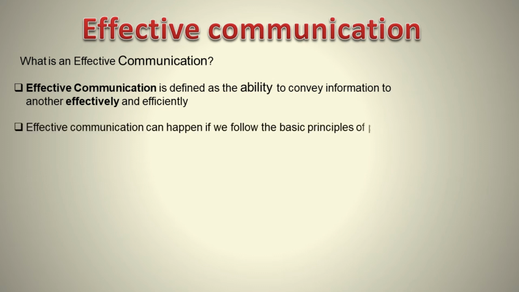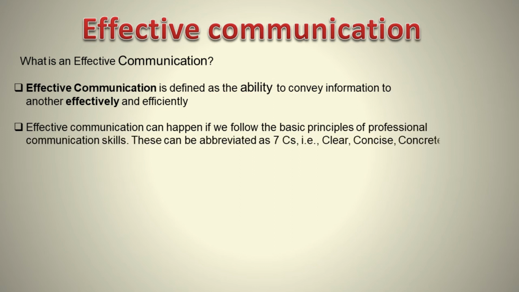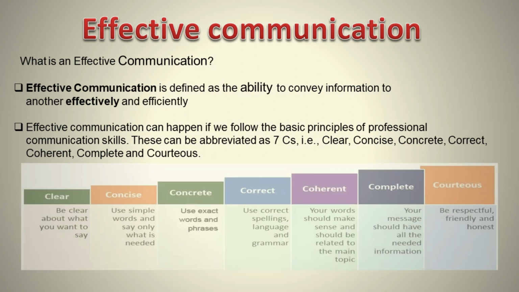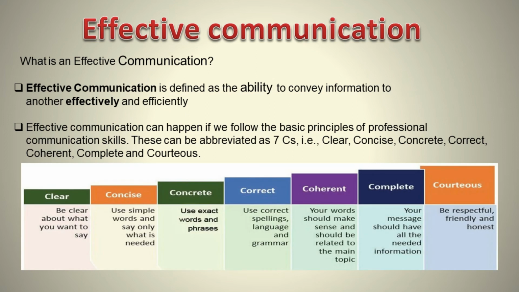Effective communication can happen if we follow the basic principles of professional communication skills. These can be abbreviated as the 7 C's, that is: clear, concise, concrete, correct, coherent, complete and courteous. So simply, for effective communication we should follow these 7 C's. Then whatever communication is taking place, it is effective communication.